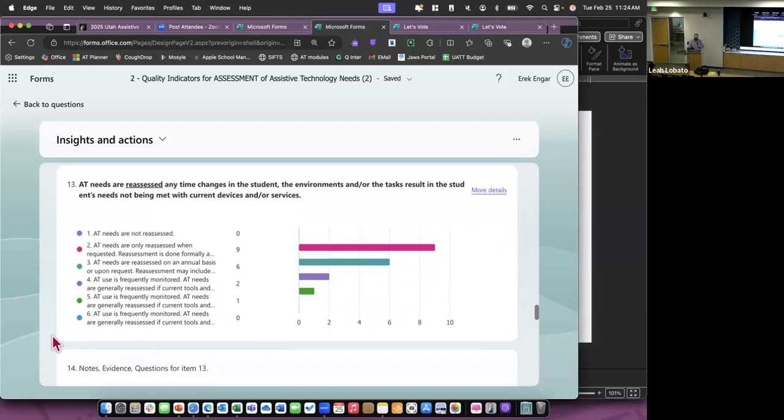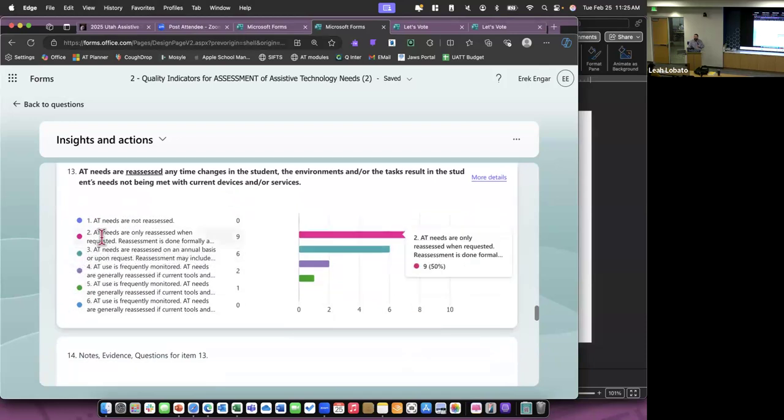We get a new graph type this time. That's fun. AT needs are reassessed anytime changes in the student environment and or tasks result in the student's needs not being met with the current devices. So it looks like on this one, for the most part, we're struggling a little bit more in that we're doing kind of an annual type of assessment maybe, but not like when those students' needs change quite as often. And then frequently, so people who are doing it as part of their progress reports and then updating that information on an annual basis. Again, that's every time the IEP comes up, which is a really good time to do it.